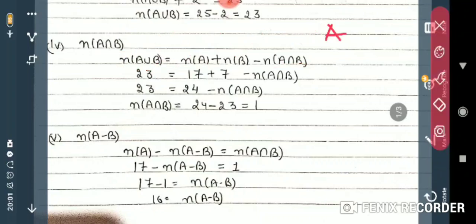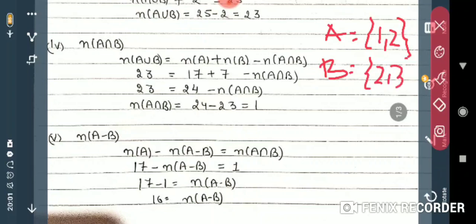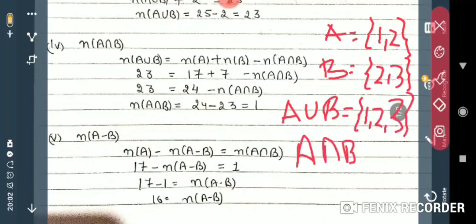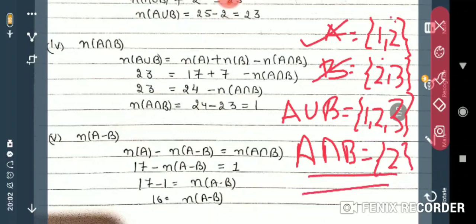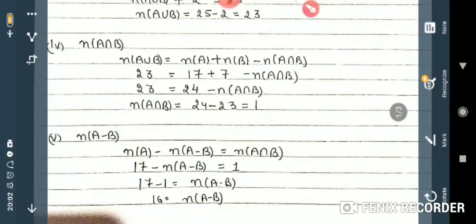For example, A has the elements 1, 2 and B has the elements 2, 3. So what is A union B? 1, 2 and 3. And what will be A intersection B? 2. Now if you add these both, then 2 appears 2 times. So what will you do? You will subtract n(A intersection B). Then only will you get n(A union B). Understood?